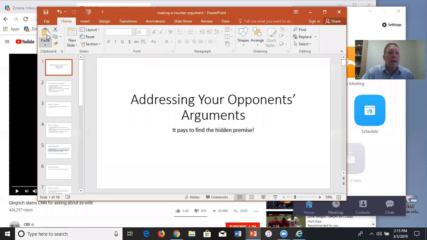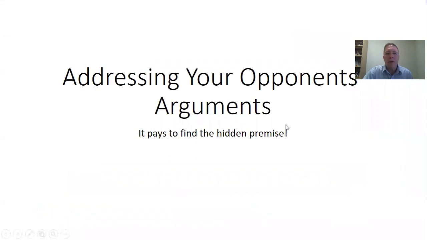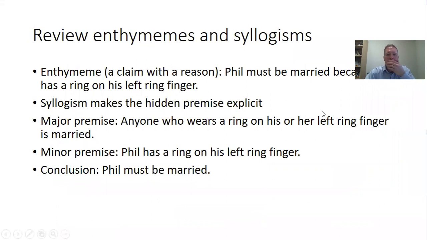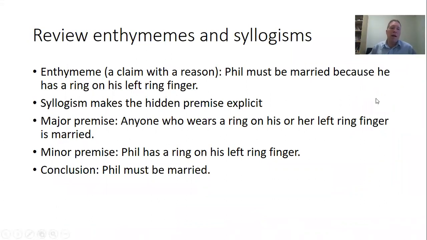It's very useful to be able to identify the major and minor premise of an argument when you're dealing with an opponent. So, addressing your opponent's argument, it pays to find the hidden premise. To begin with, let's review what an enthymeme and a syllogism is. An enthymeme is a claim with a reason.